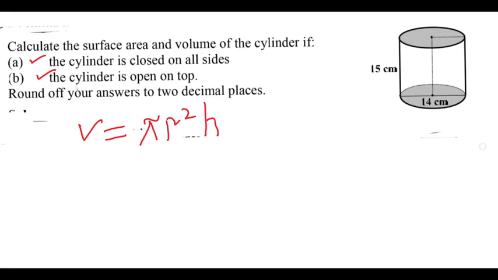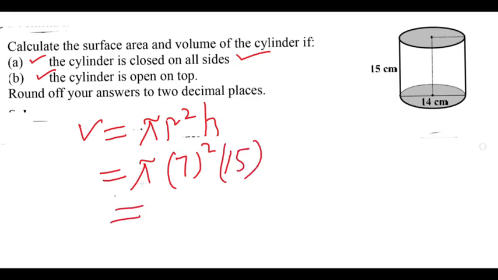So it's going to be the same answer as part A. The pi radius is 7 squared and the h we got is 15, and we're going to solve. It's going to be exactly the same answer. So its volume doesn't change, so the volume will remain the same.